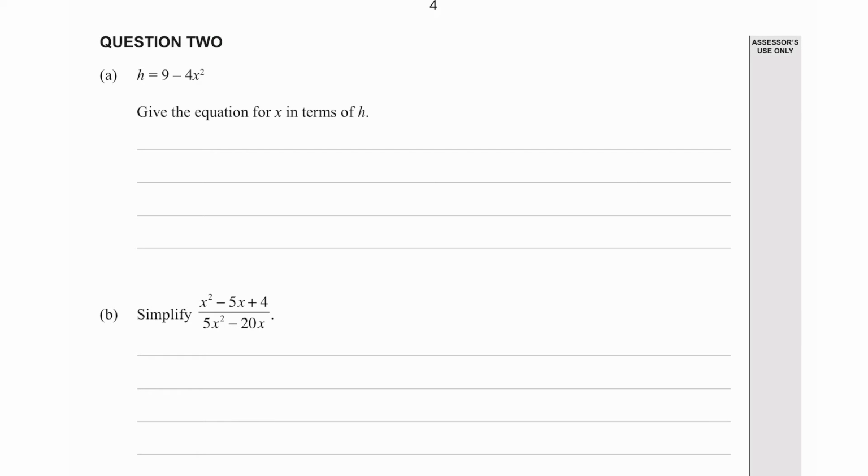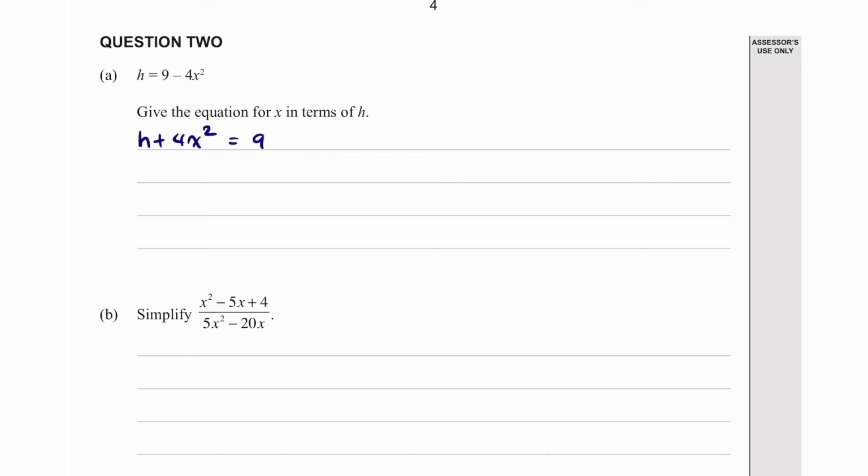Well, we need to essentially use our golden rule. And the golden rule says that we do the opposite operation on both sides. So because we're subtracting 4x squared here, we want to add 4x squared onto both sides. So we end up getting h plus 4x squared is equal to 9 minus 4x squared plus 4x squared. Now, negative 4x squared plus 4x squared cancels out. And we're left with h plus 4x squared is equal to 9.